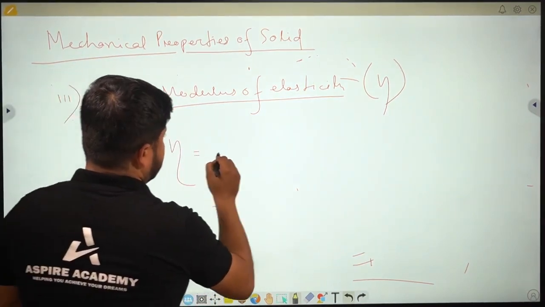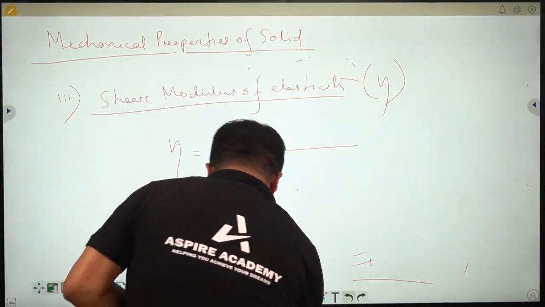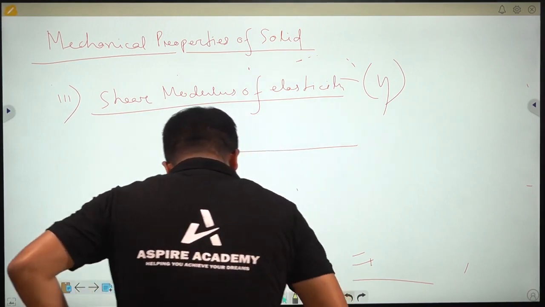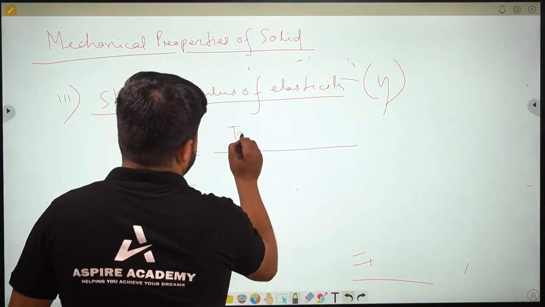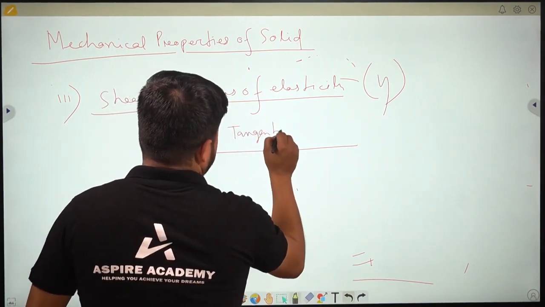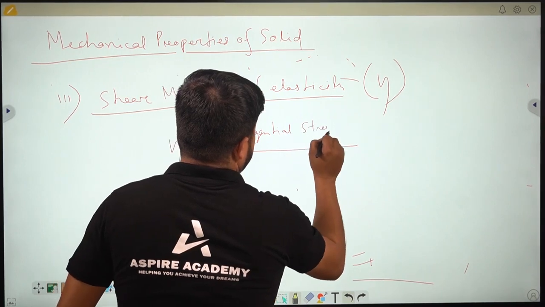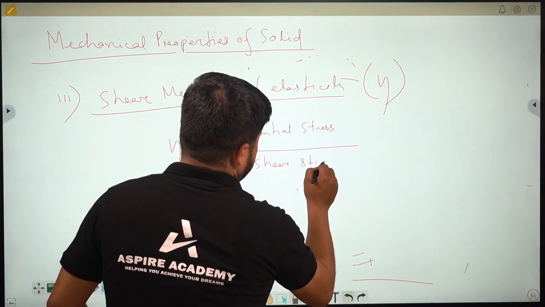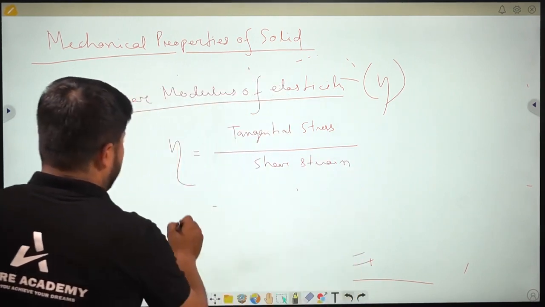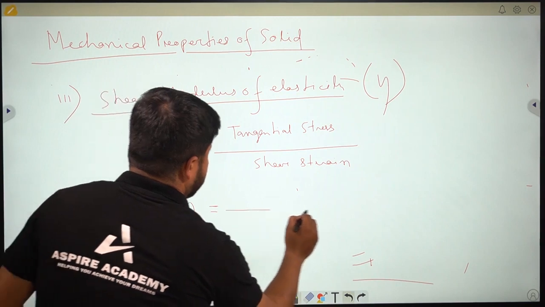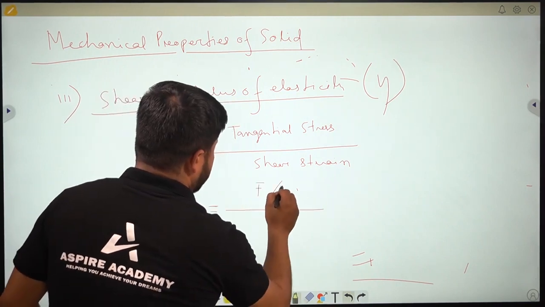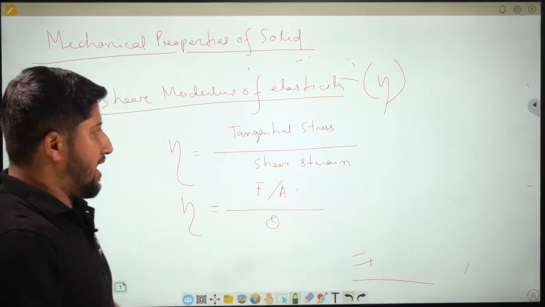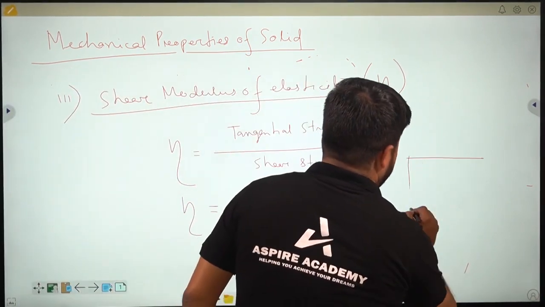So eta is equal to what? Shear stress, or tangential stress, divided by shear strain. Stress is already force by area, and shear strain we can call theta. How can we express this shear stress?